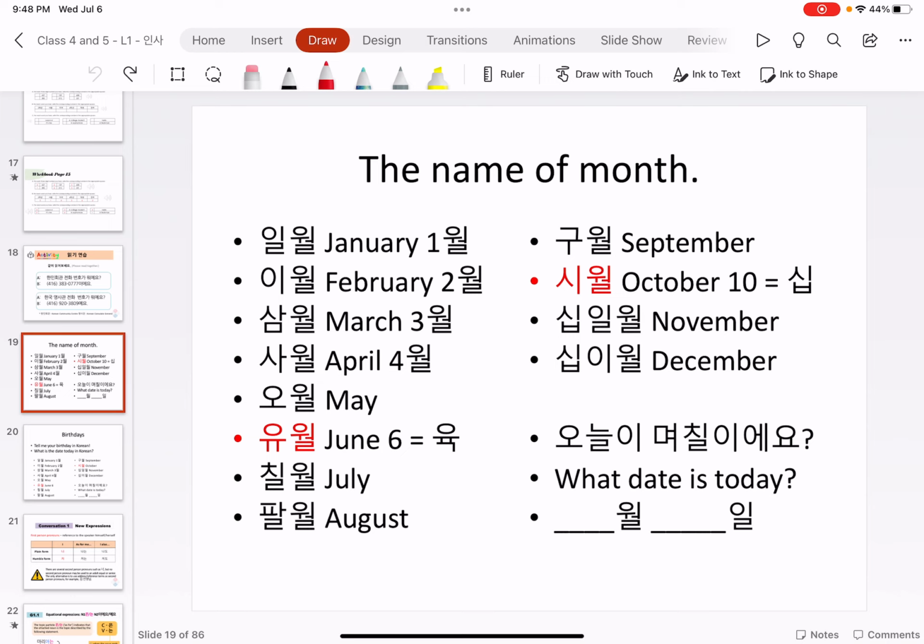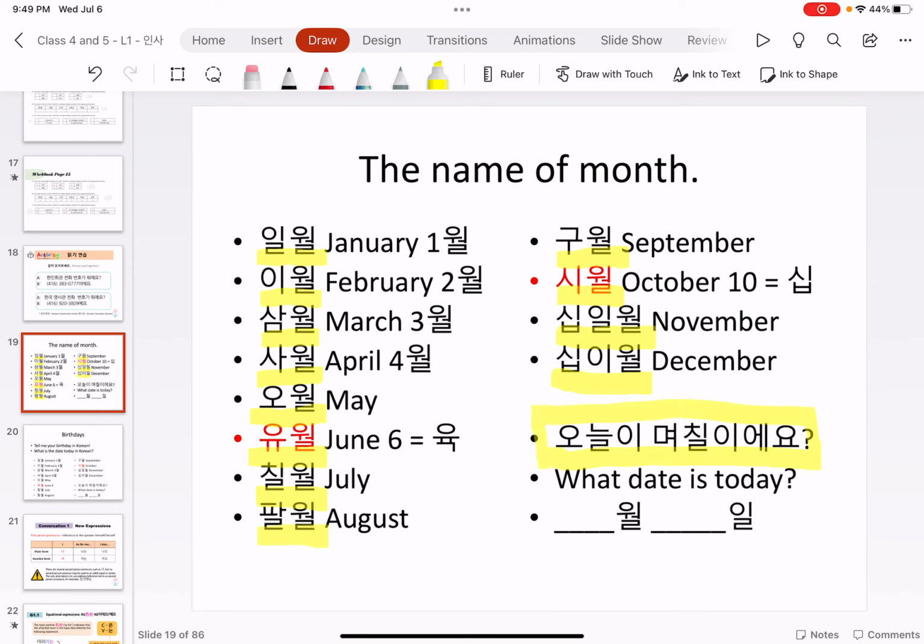I'm going to read it out loud with you. This is 1월, 2월, 3월, 4월, 5월, 6월, 7월, 8월, 9월, 10월, 11월, 12월.